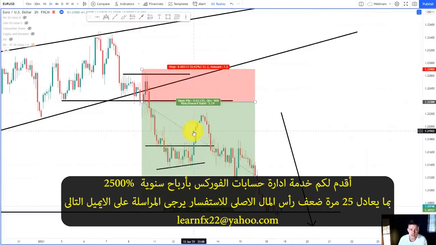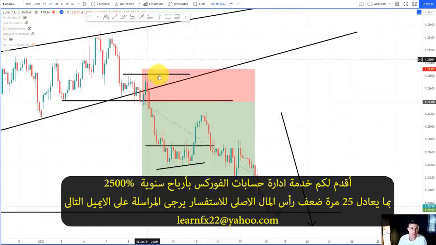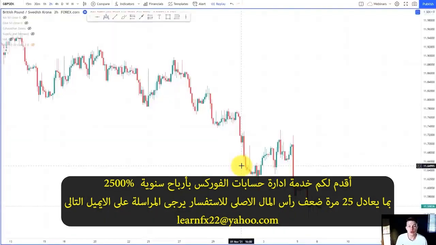And then we simply just use a breakout approach. You could also use a break and retest approach, totally up to you. But the main idea here is the triple tap for the higher time frame. You could also look for a triple tap on a lower time frame and trade it directly.